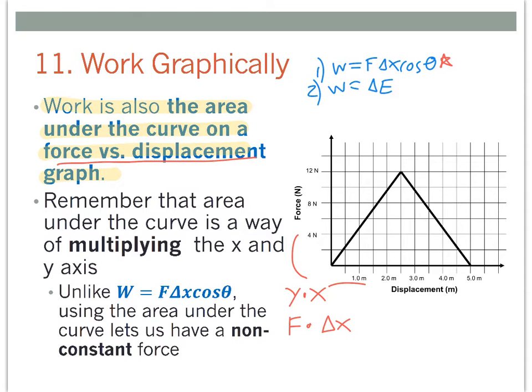Okay. The key advantage here for using a graph is a graph allows us to deal with a non-constant force. Right? If we're using our F delta x cosine theta, we have to have a constant force. But if we have a graph, we can deal with a changing force like we have here. We can have a force that goes from 0 to 12 newtons and then back down to 0 as an object moves a distance of 5 meters. And we can still calculate the work done using that graph by finding this area under the curve.